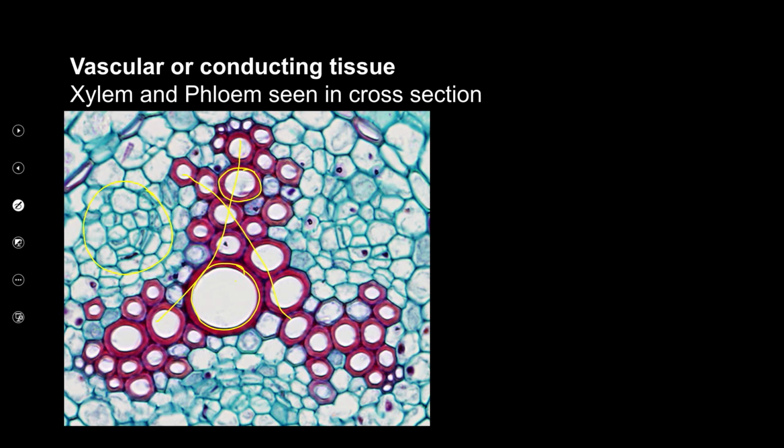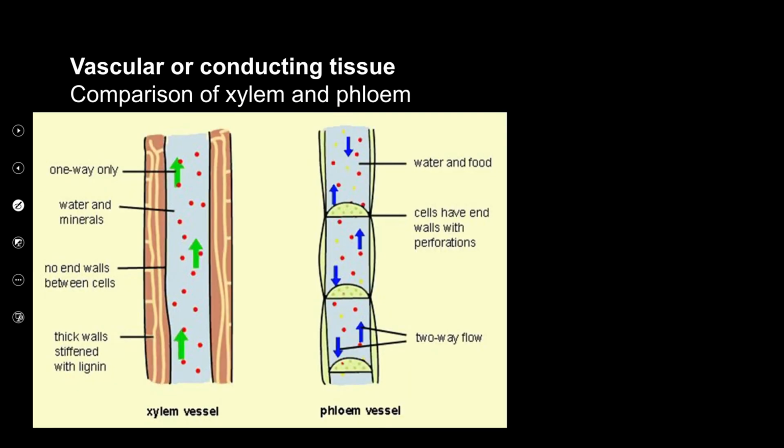The phloem cells have got thin walls, but what gives it away is these little cells between. That's a sieve tube element, and that is a companion cell. So you can identify phloem quite easily because it's got biggish sieve tubes and much, much smaller companion cells. That's the best way to identify phloem.